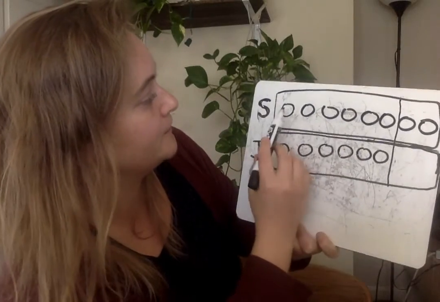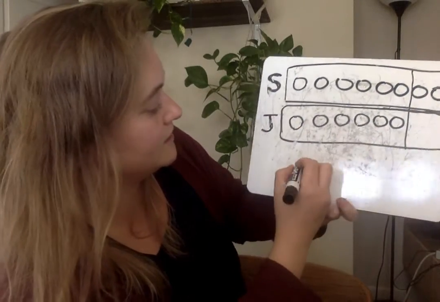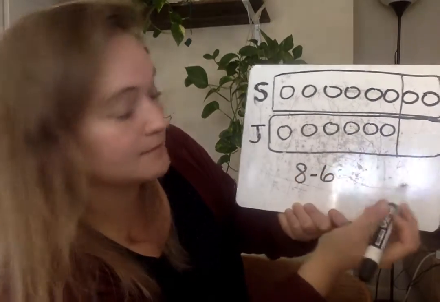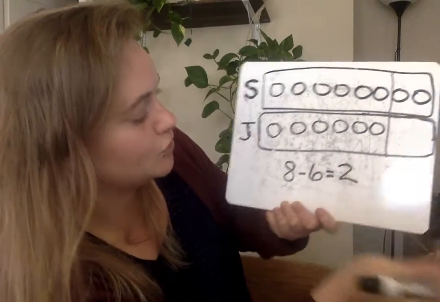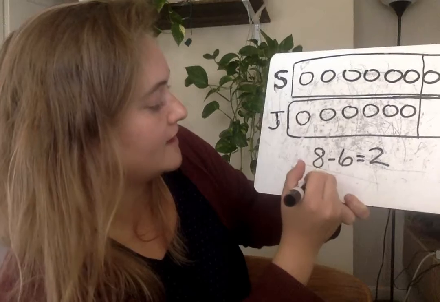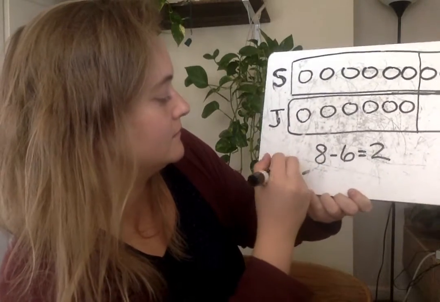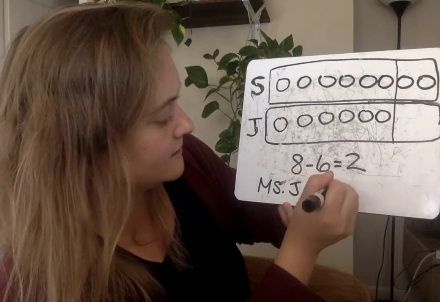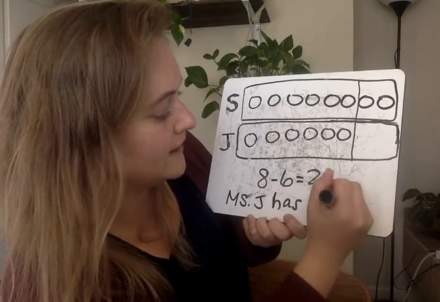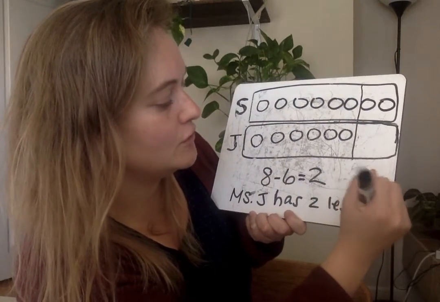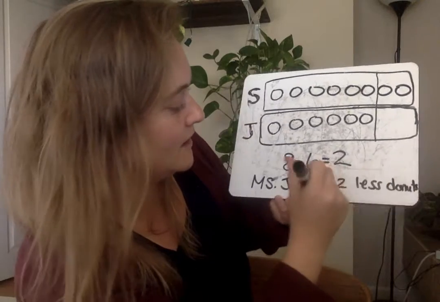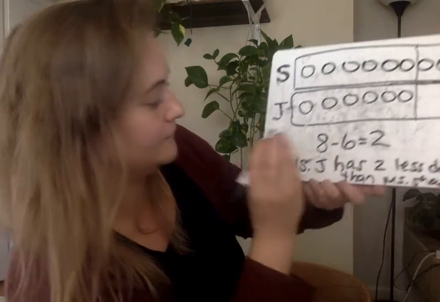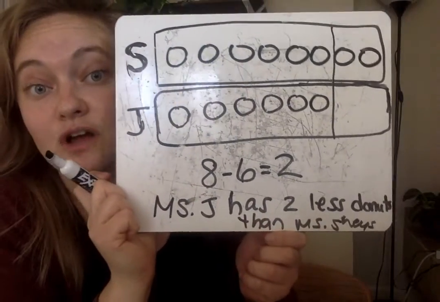Here's how we can write this out. Miss Shays has 8 donuts minus Miss Jocelyn has 6 donuts equals 2. So I'm going to write that right here. I'm going to just shorten my name to J. J has 2 less donuts than Miss Shays. Okay? And that's how you solve that problem.